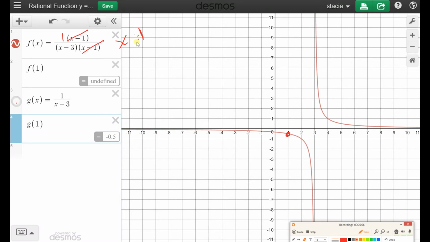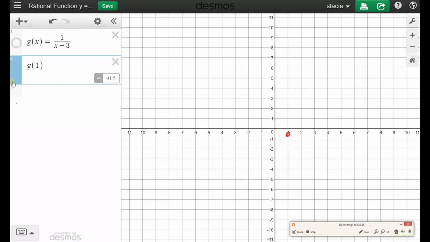And the next thing that we're going to talk about is horizontal asymptotes. So we just talked about holes and vertical asymptotes, and those are discontinuities because they're places where the domain doesn't exist. They're breaks in the function. Okay? Now we're going to talk about horizontal asymptotes. So notice in the function that we have right now, let's look at the g of x one.